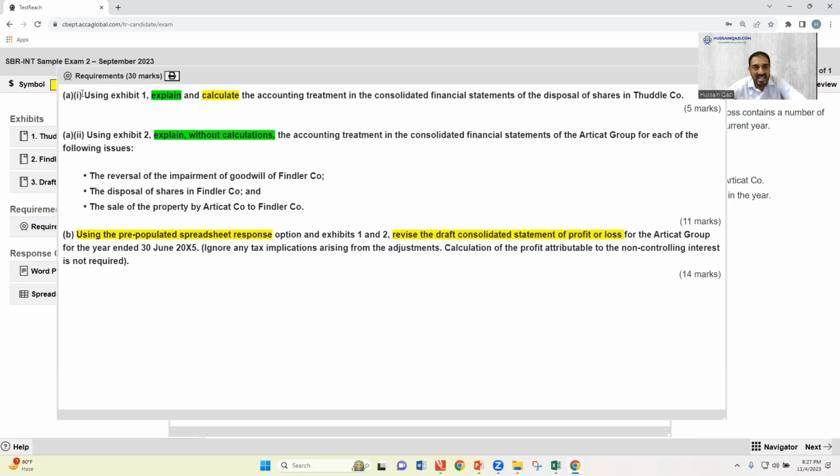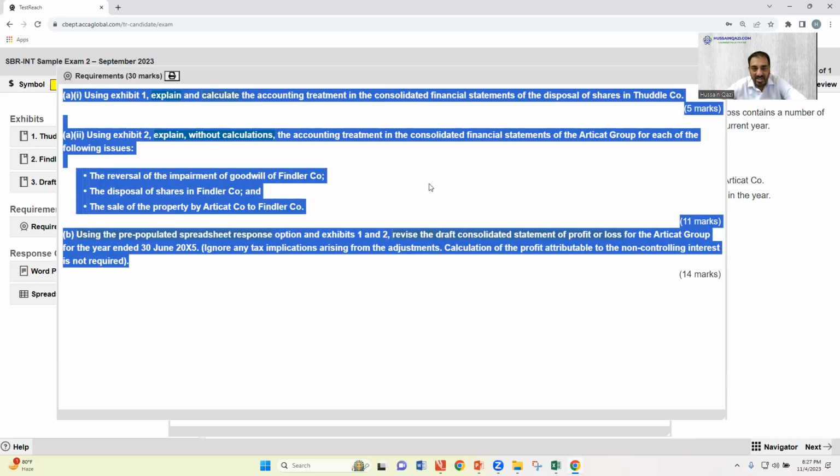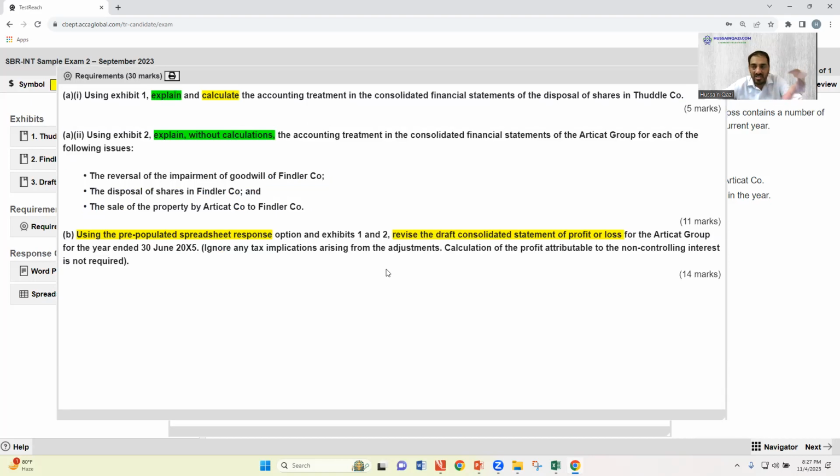Candidates, students, here the examiner can ask you like this: the possibility is an explanation and calculation with a pre-populated spreadsheet. Like A1, I'm not reading the complete requirement, just the highlights. Using exhibit 1, explain and calculate, meaning you need to make calculations, for example the gain or loss on disposal of shares, and the examiner also expects you to explain. So calculate and explain. A2, explain without calculation. The second thing is only explanation of the accounting principles, not any calculation. So you need to explain the principles here.